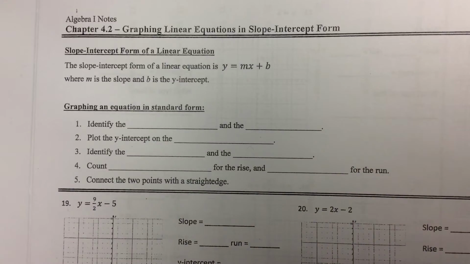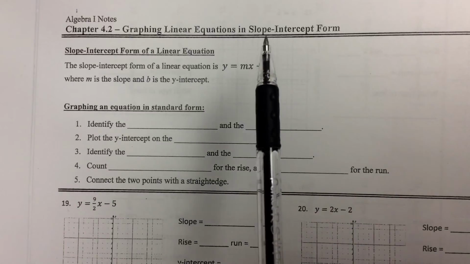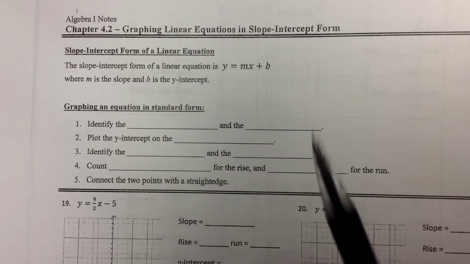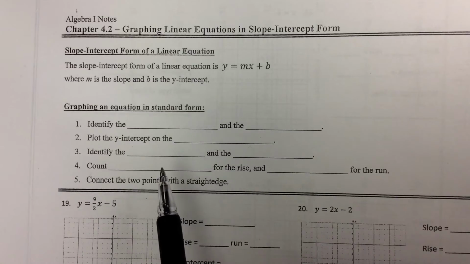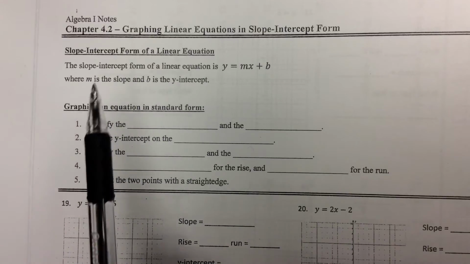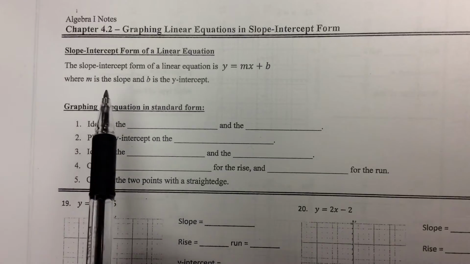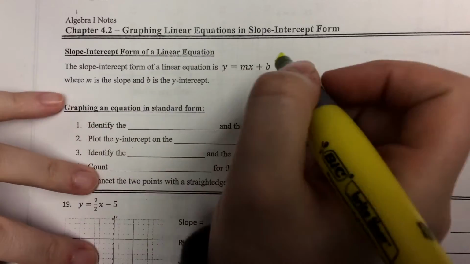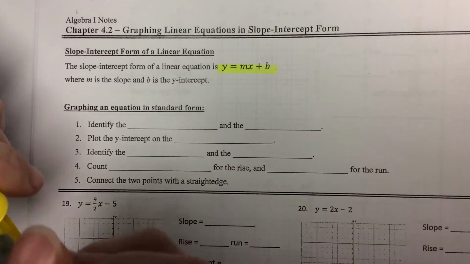Now, over the past couple of days, I've had you doing a lot of work with slope. And why is that? Well, because we're going to be talking about slope-intercept form, and you need to know slope in order to do slope-intercept form. I mean, the word is in the name, folks. So anyway, what is slope-intercept form? Slope-intercept form of a linear equation is going to look like this right here, I'm highlighting in yellow.